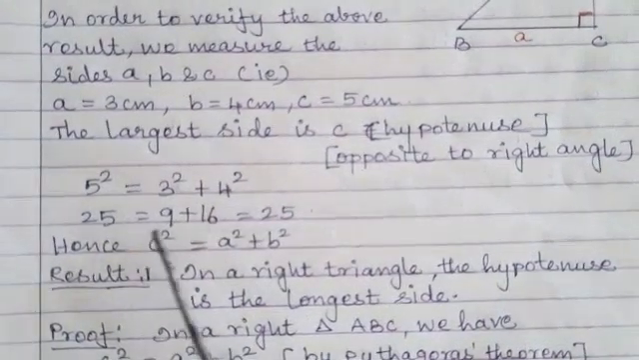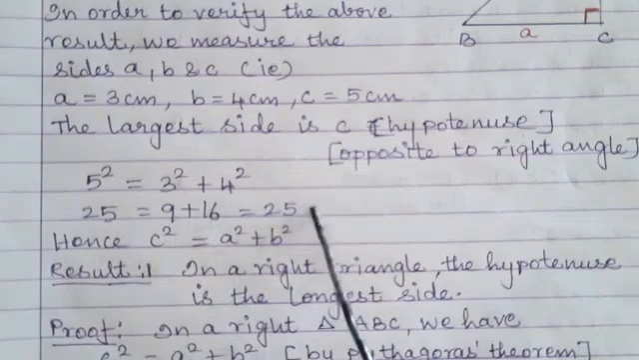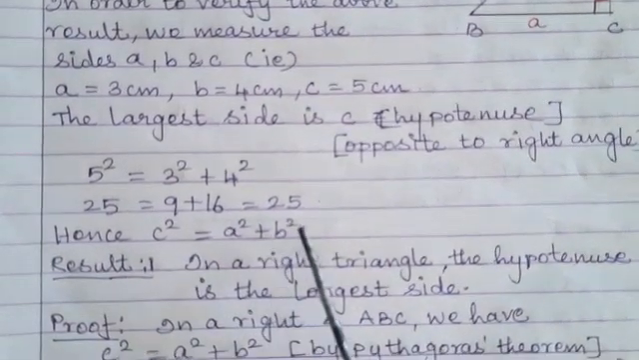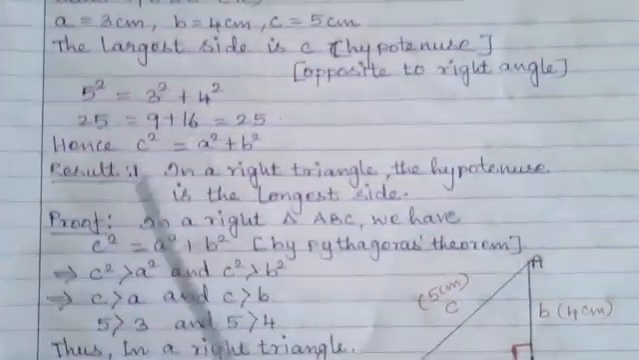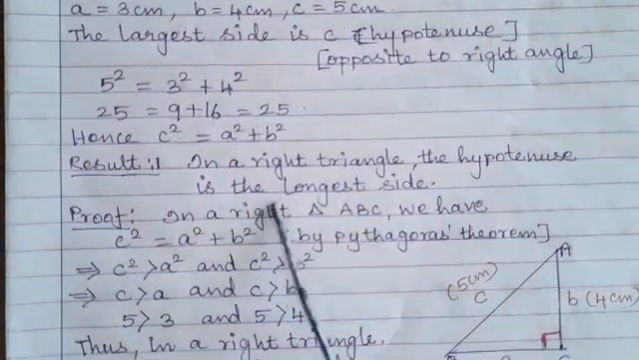So 25 is equal to 9 plus 16, which is equal to 25. So both LHS equal RHS. Hence c squared is equal to a squared plus b squared. From this theorem, the result one is, in a right triangle, the hypotenuse is the longest side.